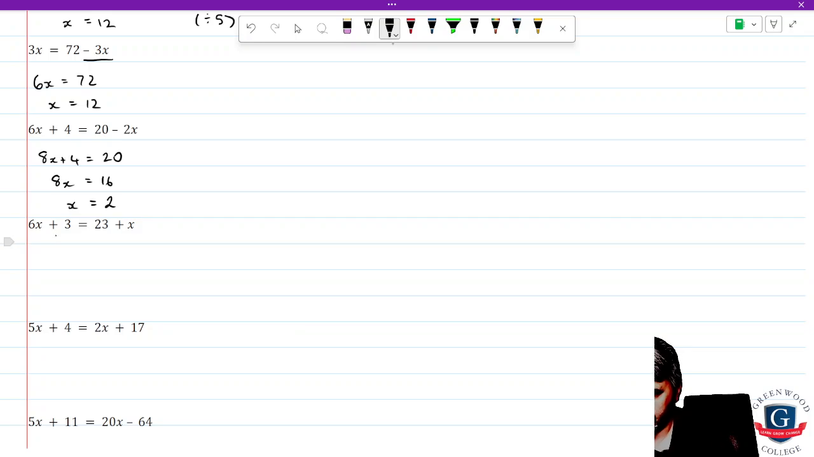Subtract x from both sides. 5x plus 3 equals 23. Subtract 3 from both sides. 5x equals 20. There we go. Divide both sides by 5. X equals 4.